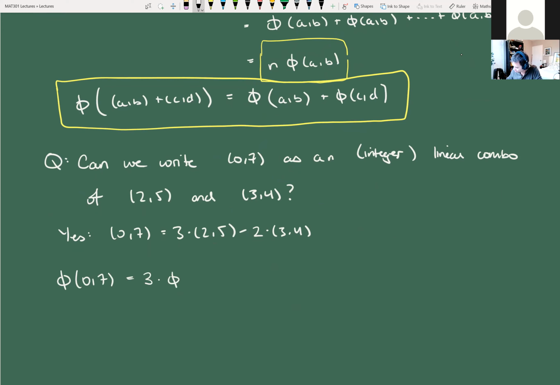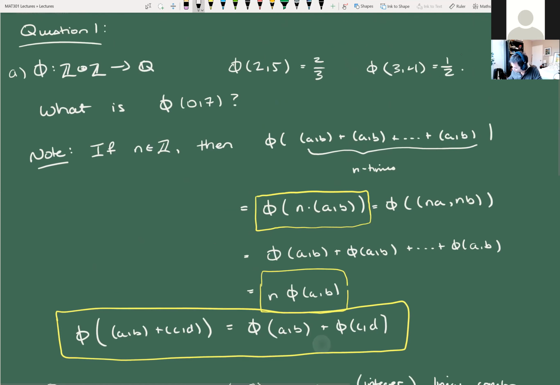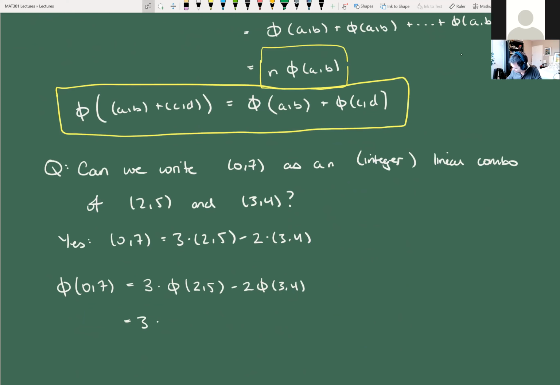And so what this tells us is that phi of (0, 7) is 3 times phi of (2, 5) minus 2 times phi of (3, 4). And we know what these numbers are. So (2, 5) was 2/3 and (3, 4) was a half. Well, that's kind of convenient. It's almost as if it was made to be true. So that looks like it's going to give us 2 minus 1. So that's just 1, like that.